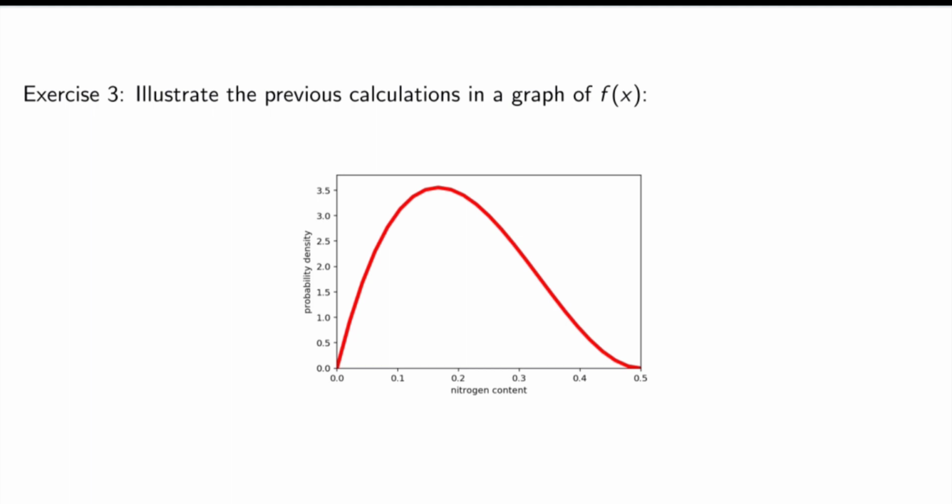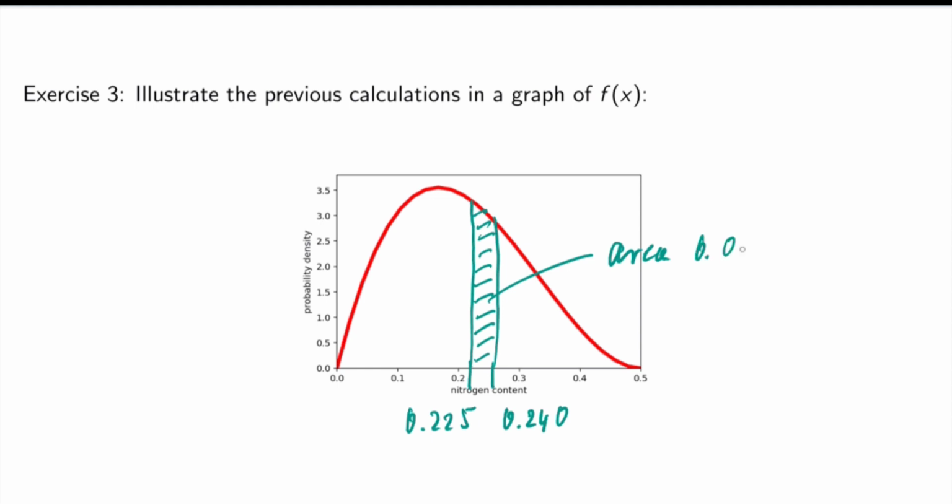So let us illustrate the previous calculation in a graph. Here is the graph of f again. And so what was the little interval? This was 0.225, maybe here, and then this 0.24 is maybe there. We integrated the function, so we computed this area here, 0.0479. And this is the area under the curve between the points 0.225 and 0.240.